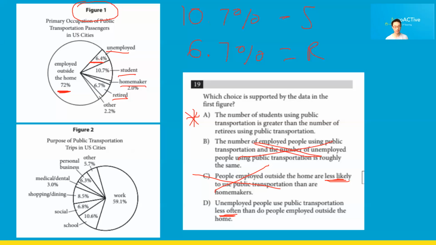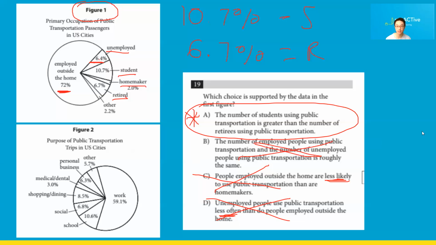The graph is just saying that out of all the people that use public transportation, this number of people are unemployed and this number of people are employed, right? So it doesn't really match up, because what if the number of unemployed people is less than the number of employed people? That doesn't match up with the "less often" statement. So this is wrong. And that leaves us with the correct answer choice of A. The number of students using public transportation, 10.7%, is greater than the number of retirees using public transportation, 6.7%. And that's the correct answer.